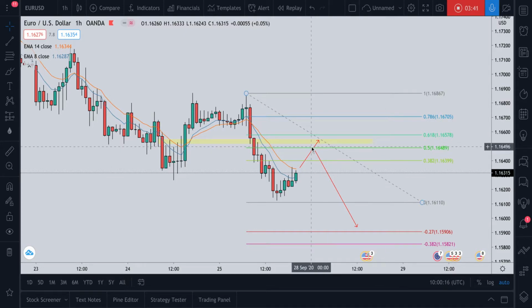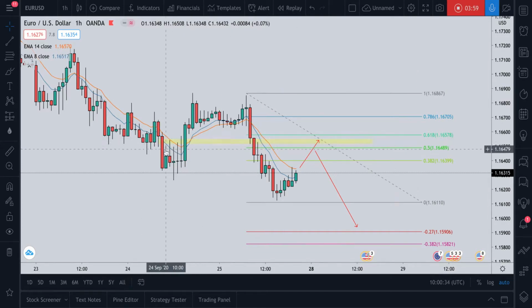We know overall bias is continuation to the downside, right? But we need to see price at least pull back to 61.8, 78.6 or 50 before we need to see rejection and selling volume before entering a sell. That's one. Manage your risk well.